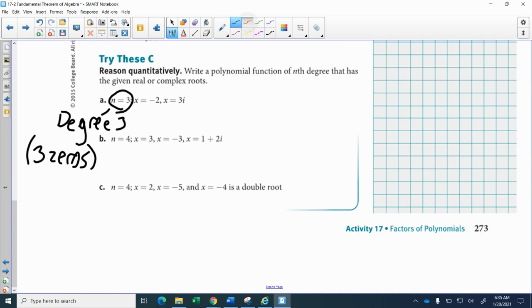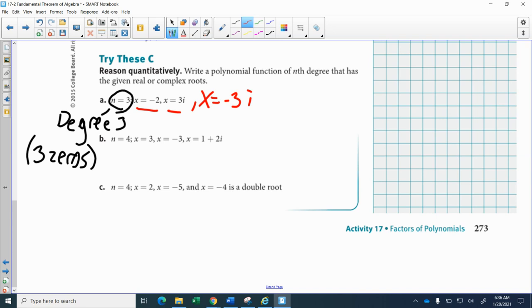The thing is, though, when you first glance at this, notice what happens. You have x minus 2 and x equals 3i. We're kind of missing a third zero, right? They only tell us 2. Well, this is where that degree value becomes important. It's basically telling you, hey, hold up, we have to find the last one. Well, the last zero is just the opposite of that 3i, or negative 3i.